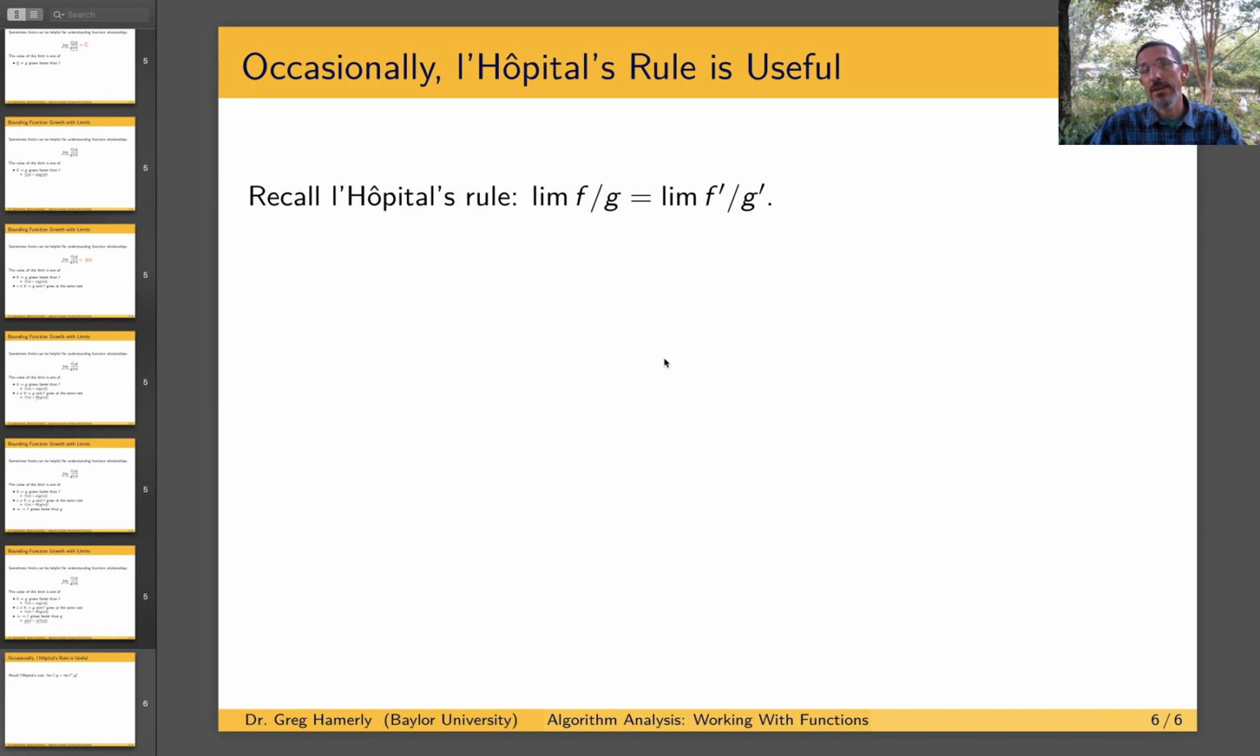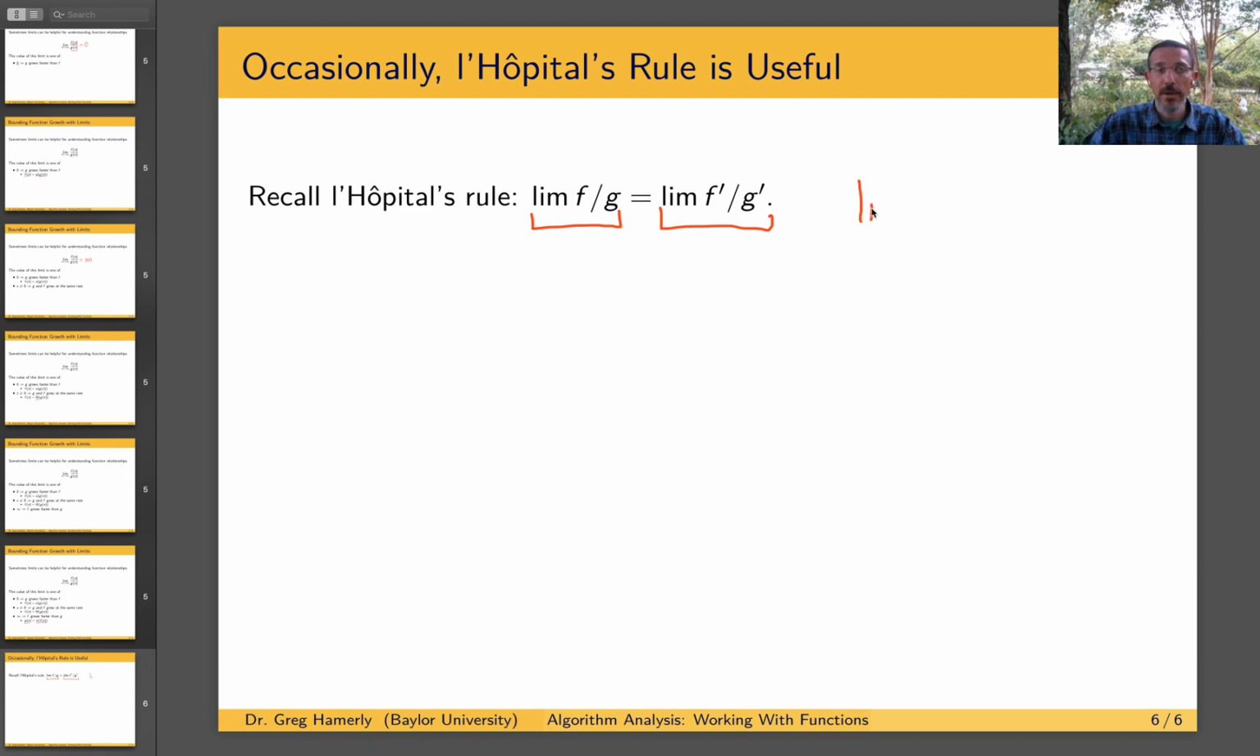Now, sometimes we can't take the limit directly, and in that case, L'Hopital's rule is useful, which you may remember from classes in calculus. L'Hopital's rule says, kind of amazingly, that the limit of a ratio, f over g, is equal to the limit of the derivative of f divided by the derivative of g. And the amazing thing is that we can take these derivatives separately, independently of one another.